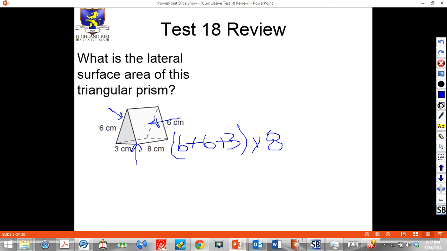So 6 plus 6 plus 3 is 15, times 8 is equal to 120 centimeters. In this case, it's squared. We're looking at area. We're not looking at volume. So that's what we have, 120 centimeters squared.